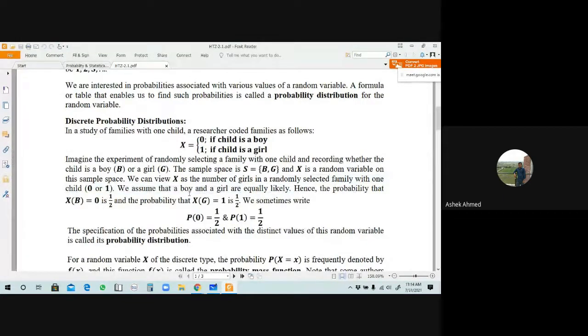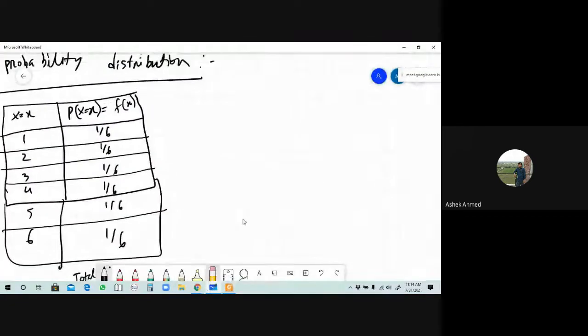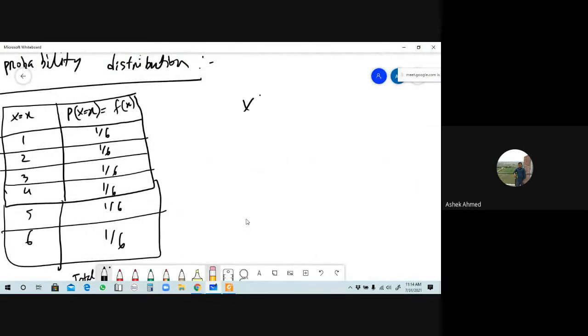Hence, the probability that X of B will be here. Is it right? X of B, what do you mean by X of B? This represents the child is a boy. B was for what? B was for boy. If it is a boy, what will be the value of X, 0 or 1?